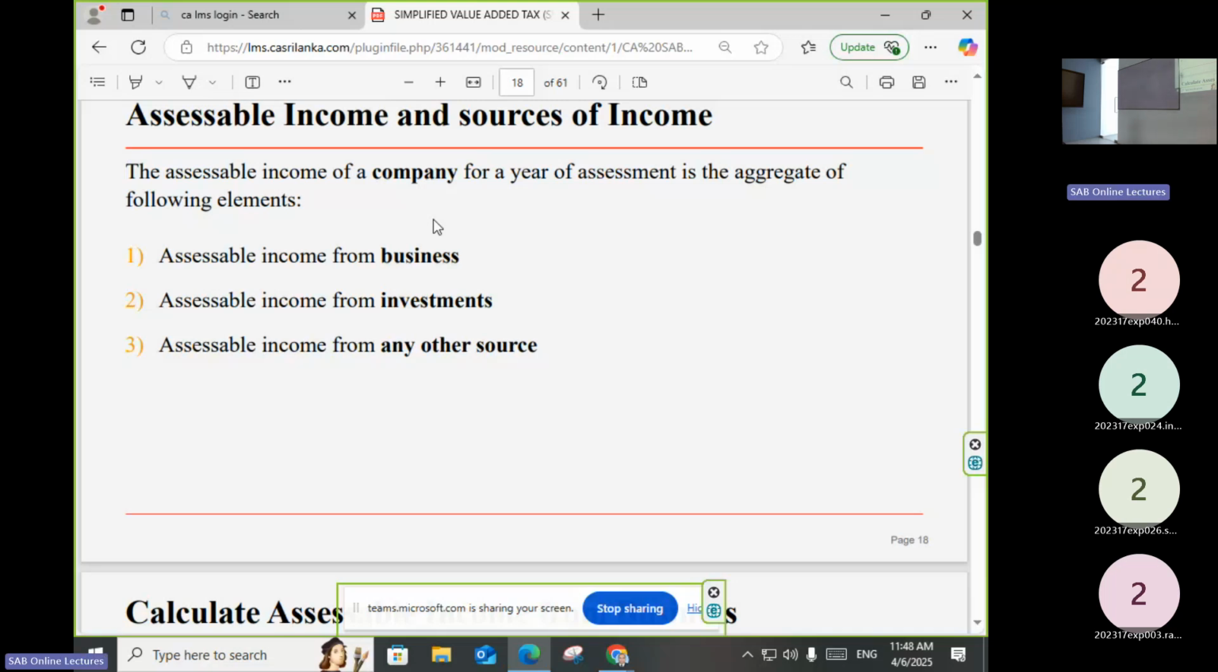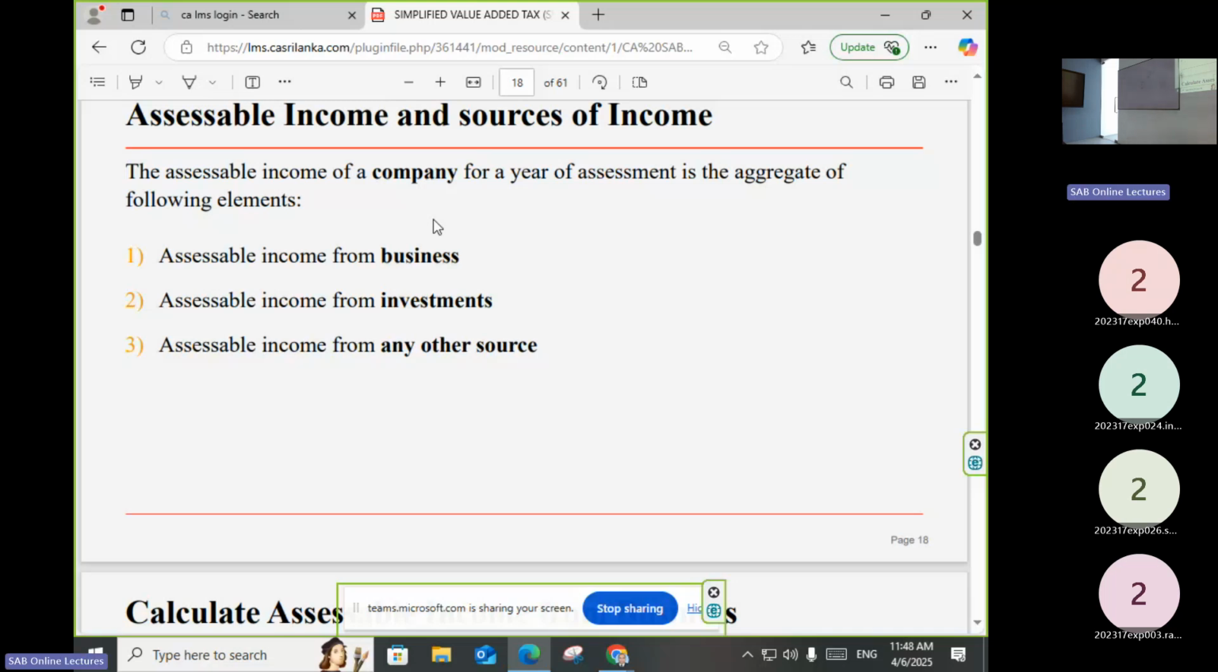I will give an example. Say I go to the bank and open a fixed deposit. I put my excess money into the bank and the intention is getting interest income. That could be considered an investment to me. Business and investment we will learn separately. The main difference is between business and investment.